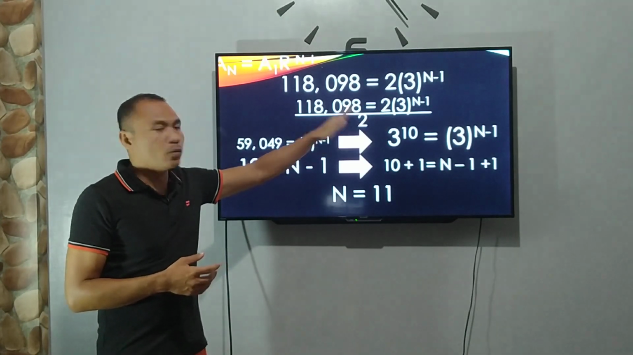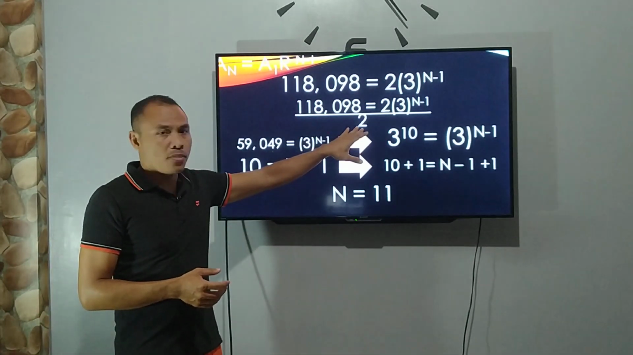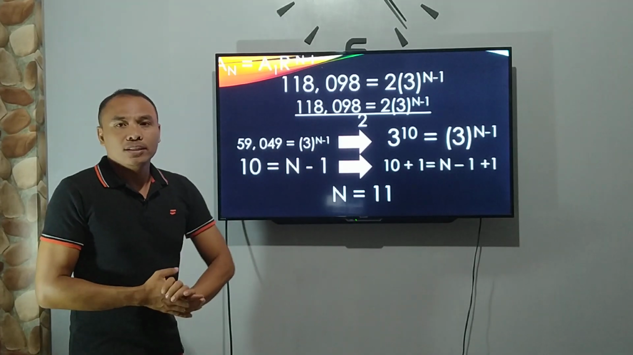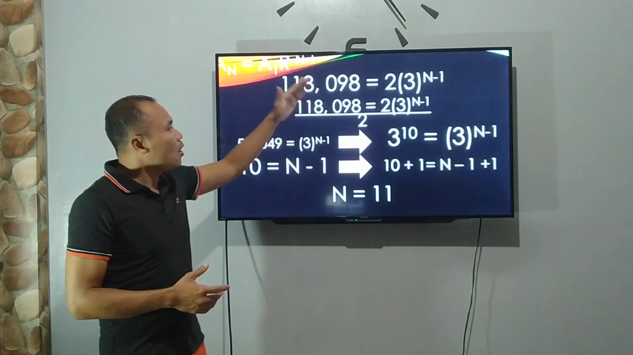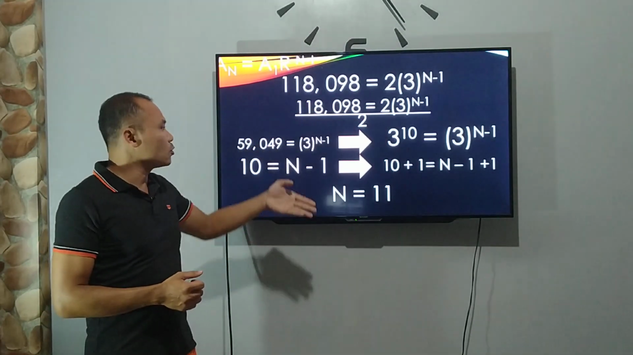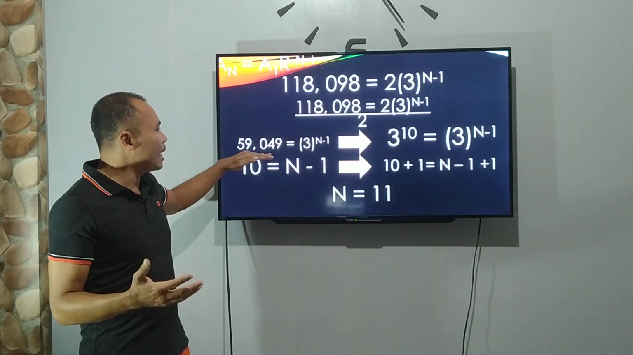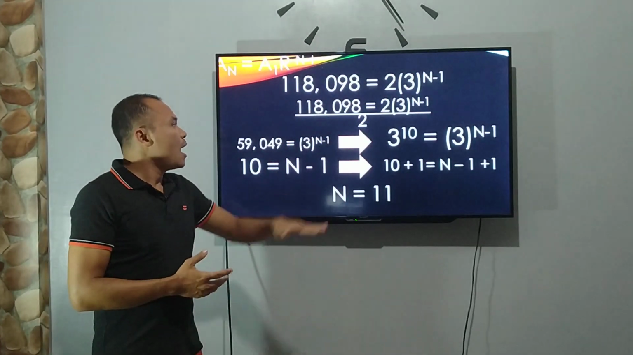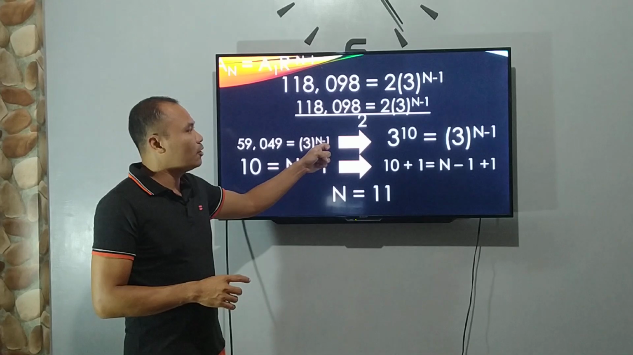Upon dividing by 2, take note, my dear students: if the first term is 3, you have to divide it by 3. If it's 4, divide it by 4. So it depends upon the first term. Next, 118,098 divided by 2 will give you a quotient of 59,049. And that is equal to, since 2 divided by 2 is equal to 1, what remains, my dear students, is 3 raised to n minus 1.